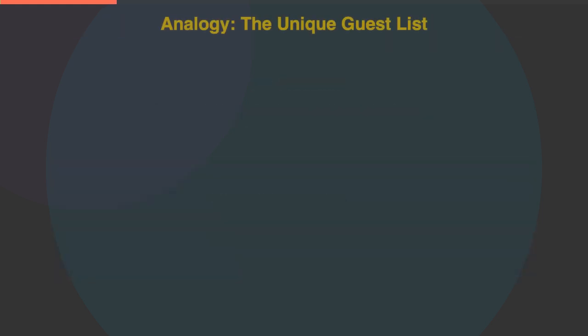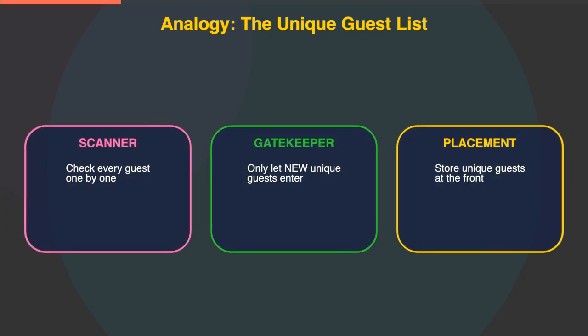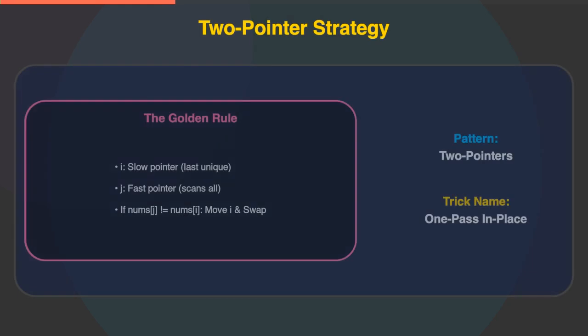To wrap your head around this, think of the unique guest list analogy. Imagine a line of guests waiting to enter a premium club. We have 3 roles. The scanner, who checks every guest in line one by one. The gatekeeper, who only lets a new unique guest enter. And the placement, who ensures that these unique guests are seated at the very front of the club, one after the other. If the next guest is identical to the one we just seated, the gatekeeper denies them entry and the scanner moves on. Our strategy follows a golden rule, the 2-pointer approach.